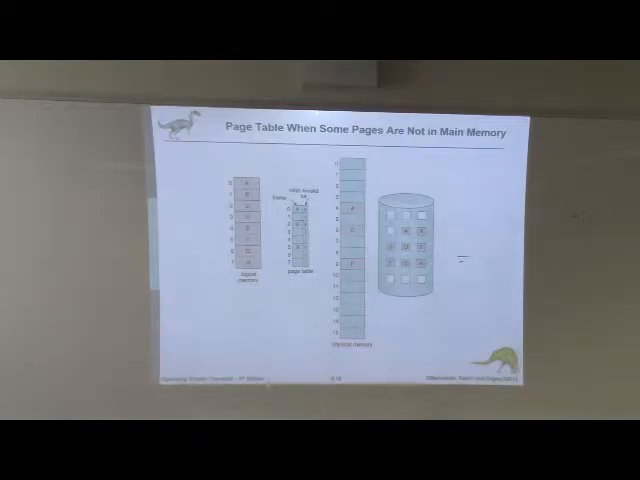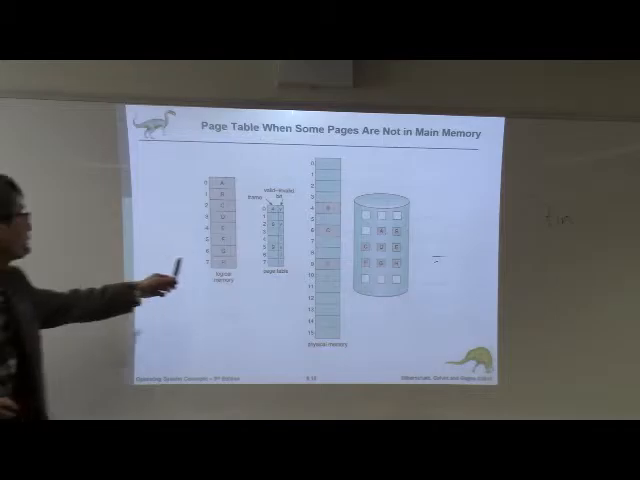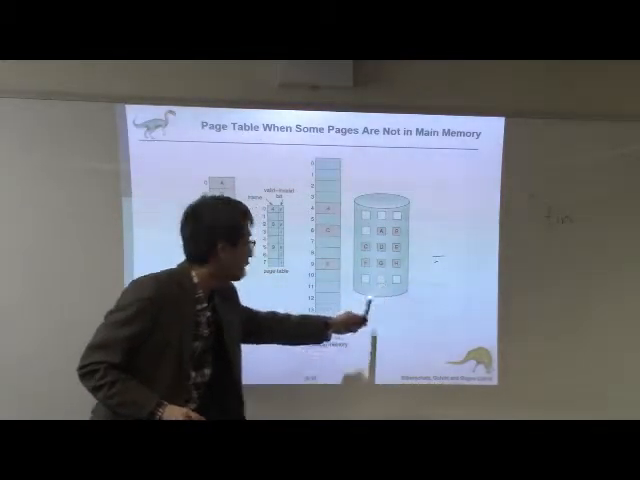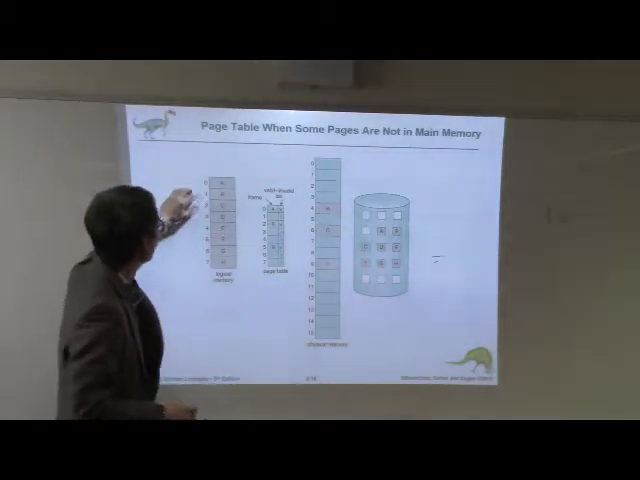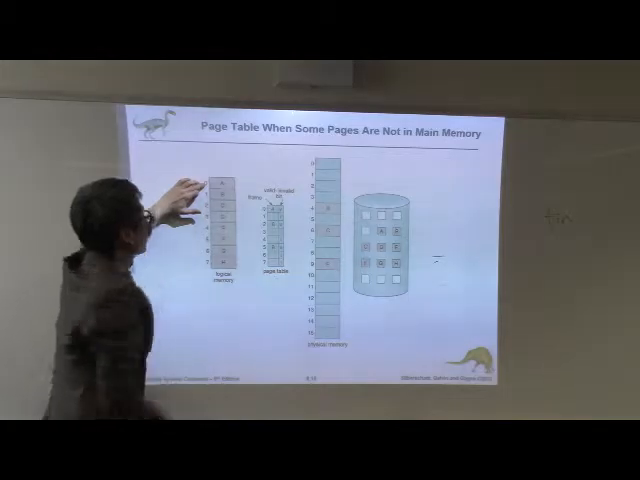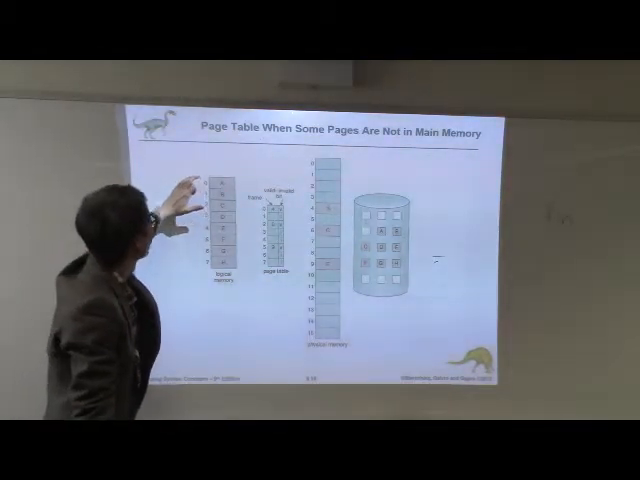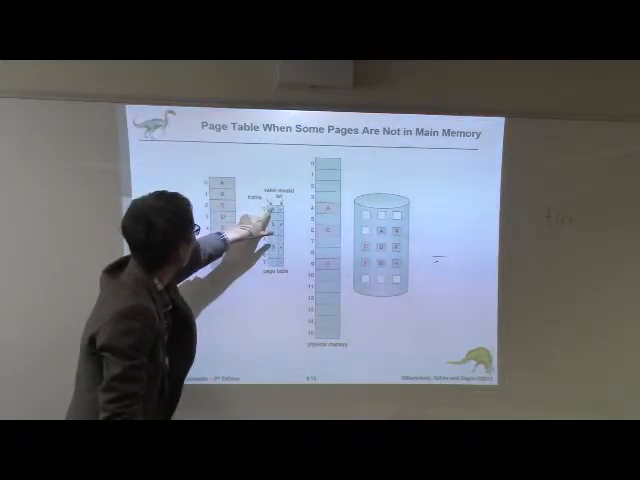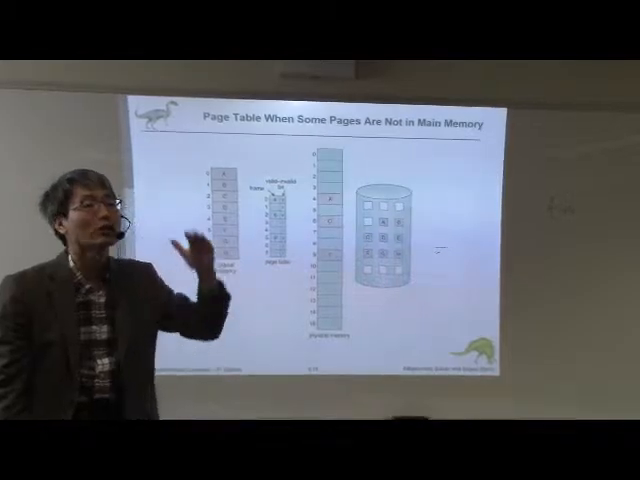So this slide shows how it works. This is your program, the logical memory, this is the virtual memory, this is the physical memory, and this is the page table. For example, page 0, A, let's say it's 1 byte page size. So 0 is mapped to 4. The 4 is here. It's valid. Valid means it's in the memory.